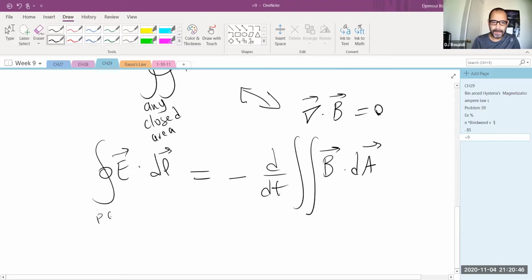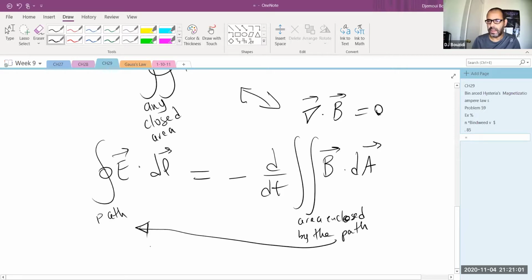So this is a path, and this is an area enclosed by that path. When I say the path, I mean this one, okay? So this is basically Faraday's law, Faraday-Lenz law, and I need the name Lenz because of that negative sign, okay?